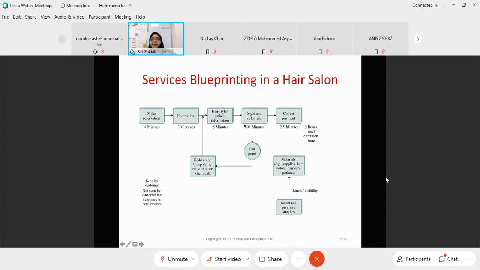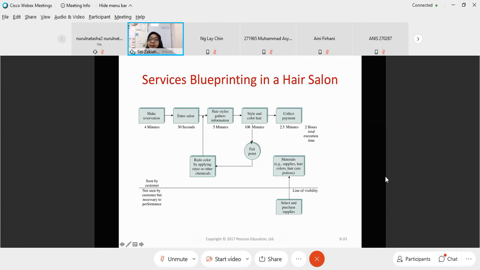That means if you have been doing it frequently, you will know the time, right? In a service blueprint, just like when you do a house blueprint, you must write the time for service. Okay, how long? Then, once it's done, you collect payment. If there's no failure. So if there's a failure here, you find that this is always the failure point.